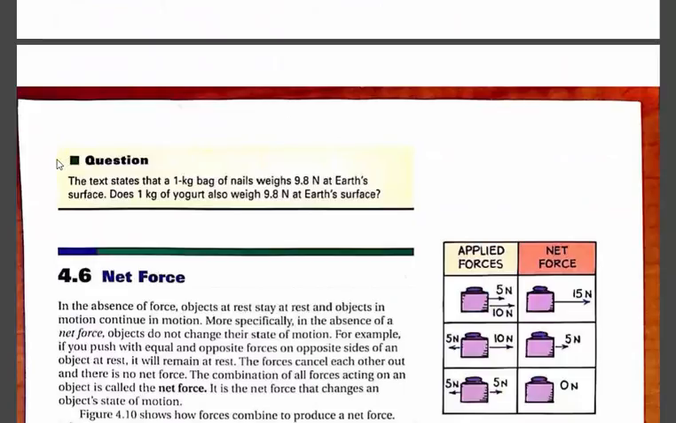One more check question. The text states that a 1 kilogram bag of nails weighs 9.8 newtons at Earth's surface. Does 1 kilogram of yogurt also weigh 9.8 newtons at Earth's surface? Answer, yes it does. If we want to know the weight of 1 kilogram of anything, we multiply the kilograms times 9.8. So 1 kilogram of nails weighs 9.8, 1 kilogram of yogurt weighs 9.8, 1 kilogram of anything here on Earth weighs 9.8 newtons.